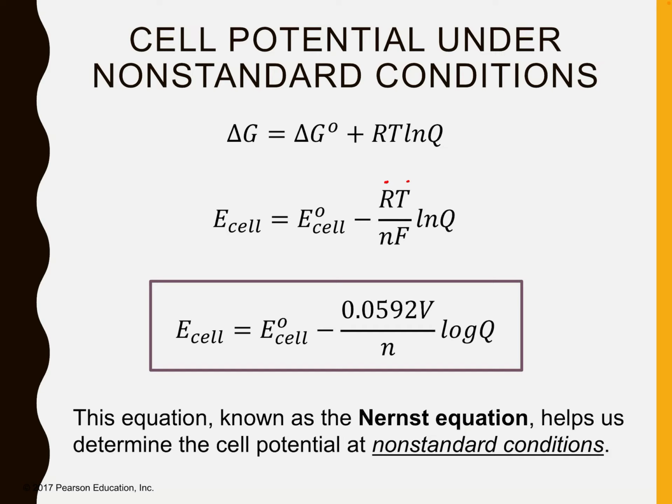But again, I'm going to combine all these together just to make our lives easier, and then change our natural log to log, so we can get the same 0.0592 volts like we were using before, over N times log Q. And so that will be how we relate E of the cell at non-standard conditions. We use E naught of the cell, the standard conditions just like we would use with the reduction potentials, and then you calculate Q based on your different concentrations, and that gets us E of the cell. This equation is known as the Nernst equation, and it allows us to determine the cell potential at non-standard conditions.